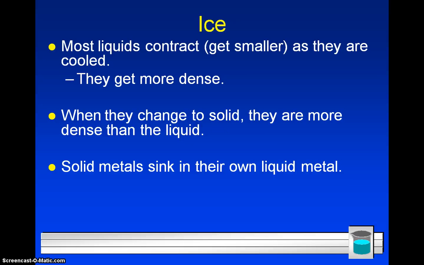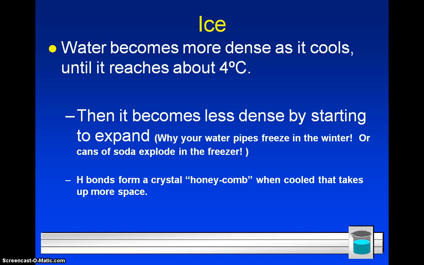So for example, if we're talking about a metal, if you have a liquid form of a metal and you have the solid form of the metal, the solid piece of metal would sink to the bottom because it's more dense. However, ice floats on water. So the solid form of water is less dense than a cool liquid form. And really, up to a certain point, water, as we cool it, becomes more dense.